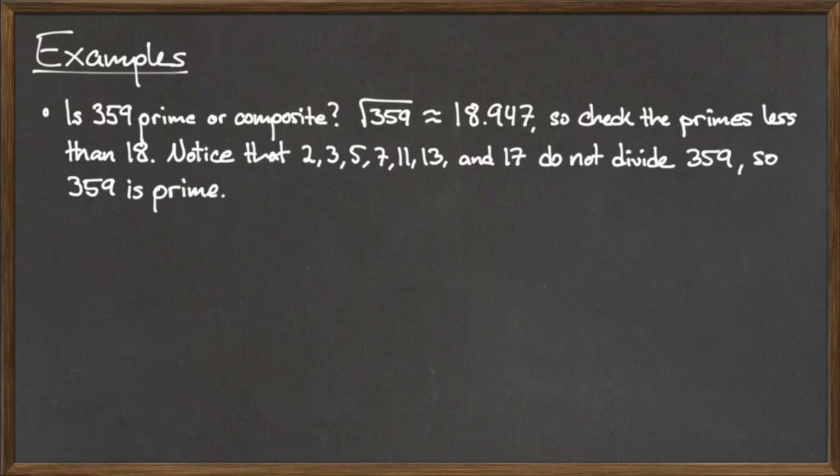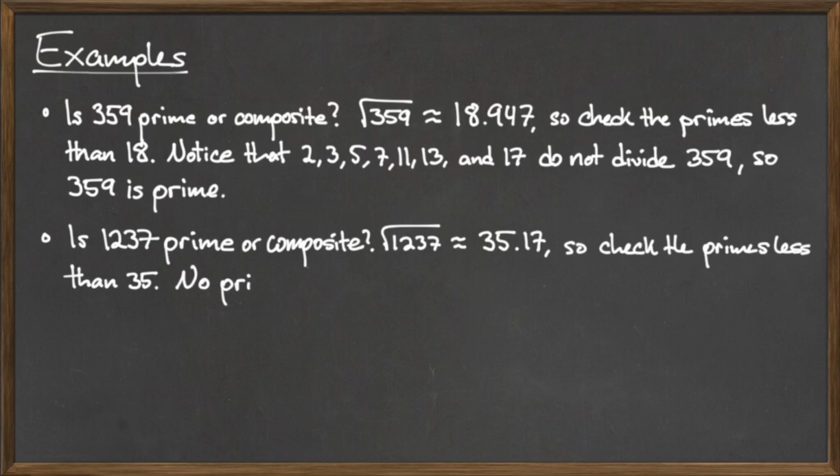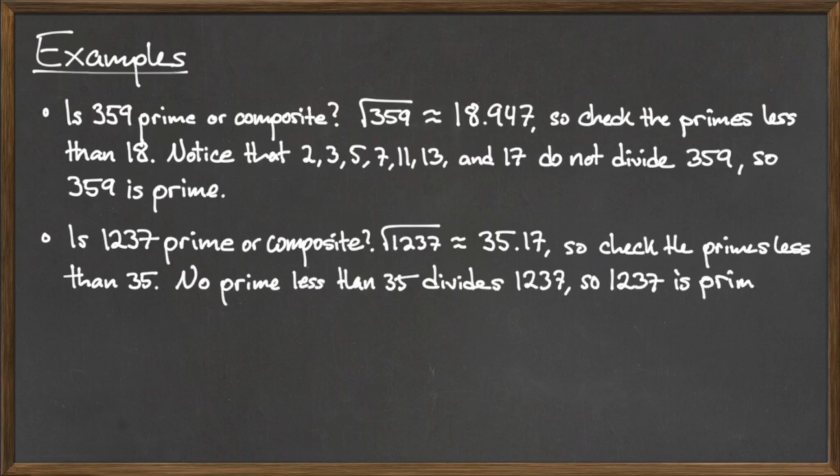What about 1,237? The square root of 1,237 is approximately 35.17, so we only need to check the primes that are less than 35. None of the primes less than 35 divide 1,237, so this number is also prime.